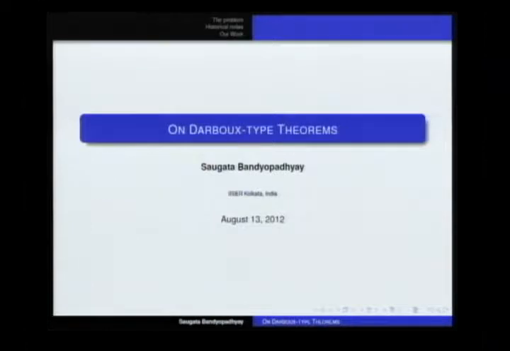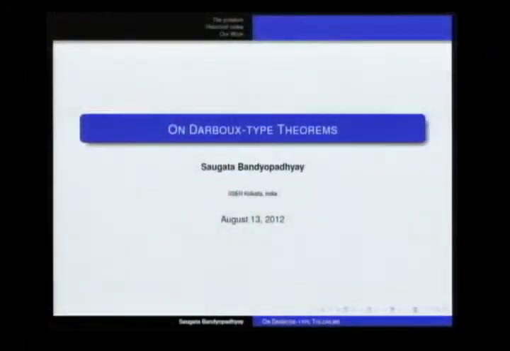Okay, so I thank the organizers for the invitation. In this lecture, we'll be talking about the Darboux type theorem. This arises in the context of the pullback equation. These equations arise very naturally in the study of differential forms. So we begin with the definition of pullback.